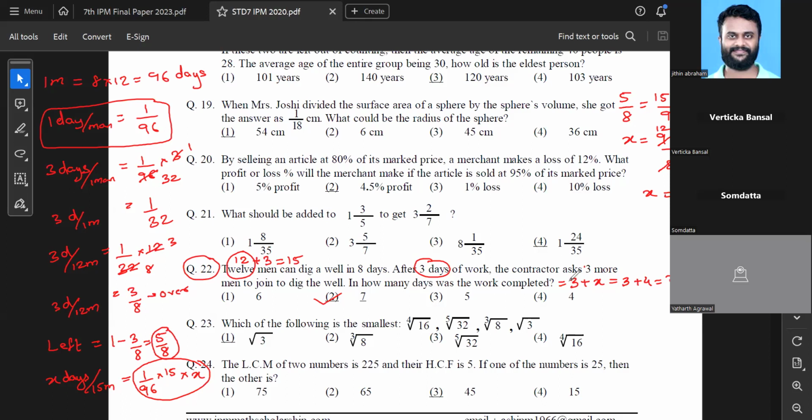So 4 additional days, 3 days are already done. 4 additional days are required to complete the work, which means the total number of days required is 7. Hence your answer is 7.